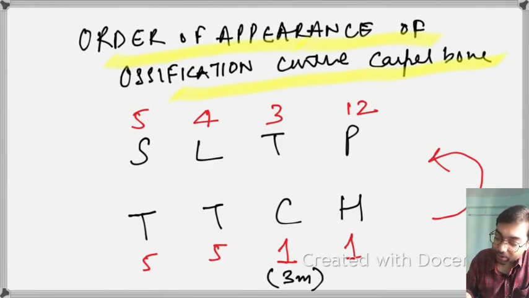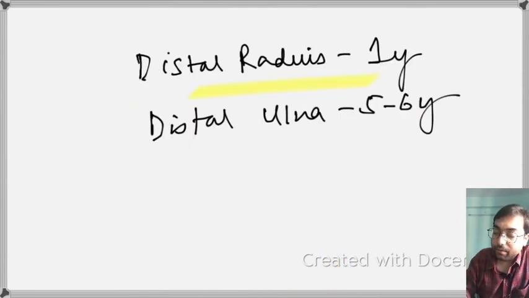Just take the capitate. Capitate appears at 3 months. Then start going in anti-clockwise direction. First go to triquetral, then lunate, then scaphoid, then trapezoid, then trapezium. So by this you will know when the ossification center appears. It is 3 months, 6 months, 3 years, 4 years, 5 years, 5 years, 5 years, 12 years. And distal radius appears at 1 year and distal ulna appears at 5 to 6 years.